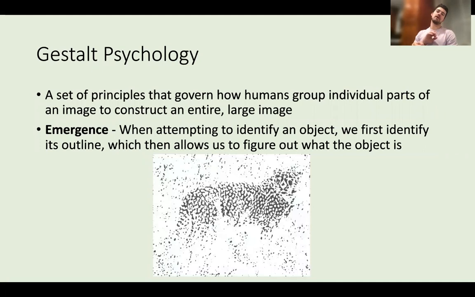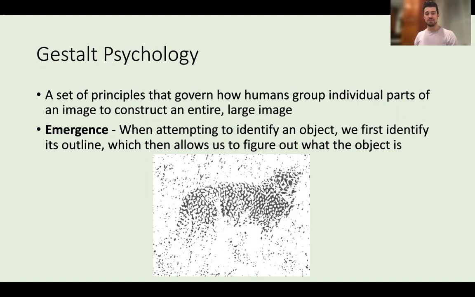Okay, so a little bit about Gestalt psychology. Gestalt comes from a German word that I think means grouped or together. So it's a set of principles that govern how humans group individual parts of an image to construct an entire large image. It's basically just how we group images, which could sometimes be ambiguous, to make sense in our mind.